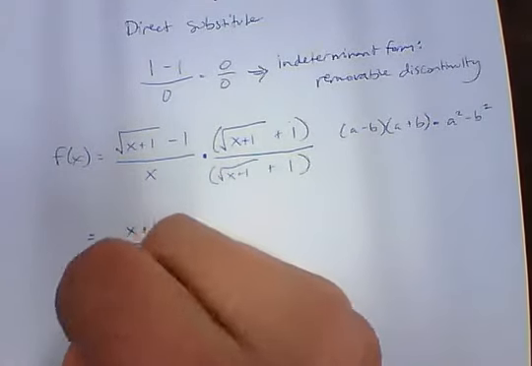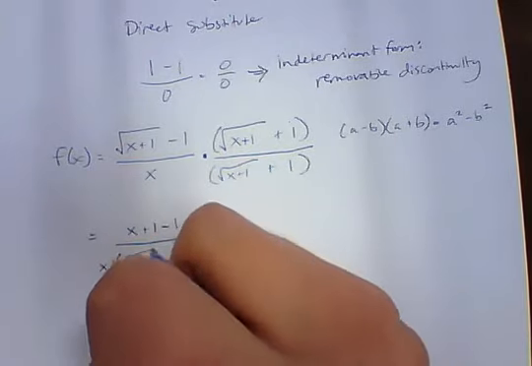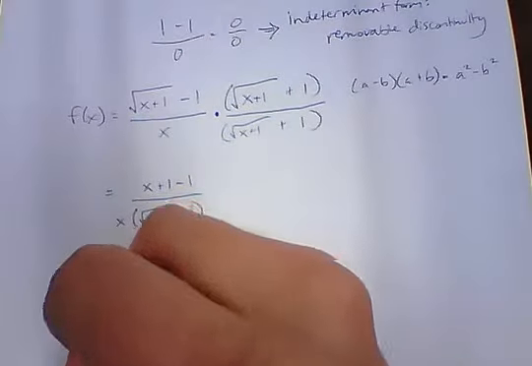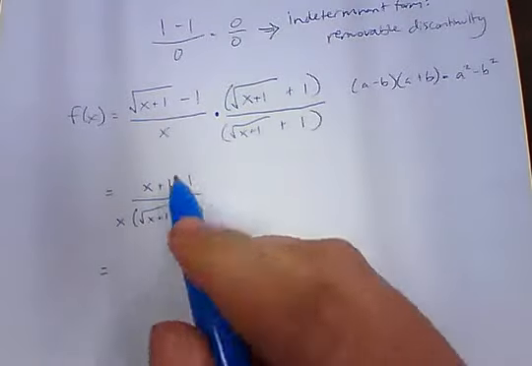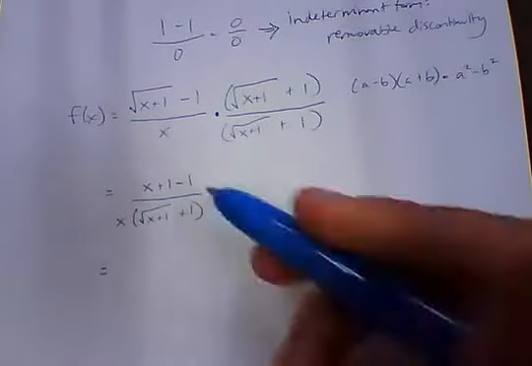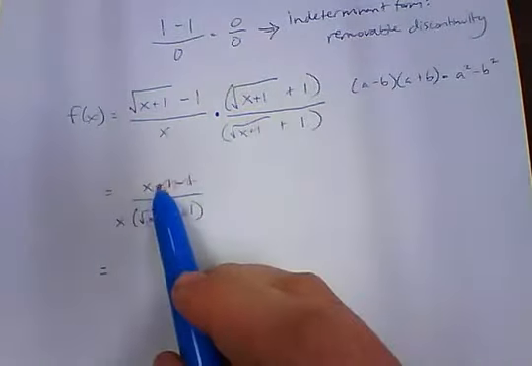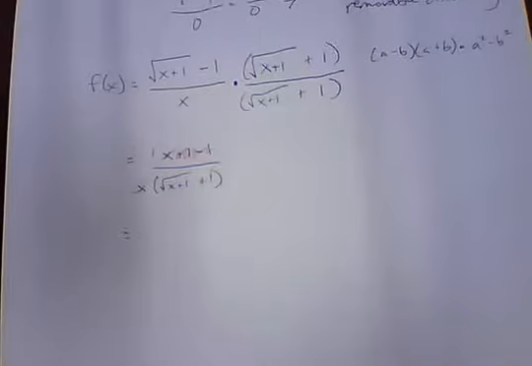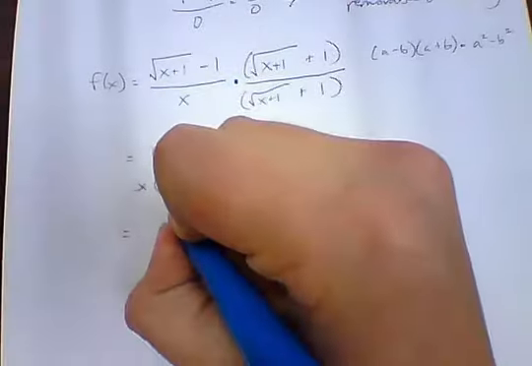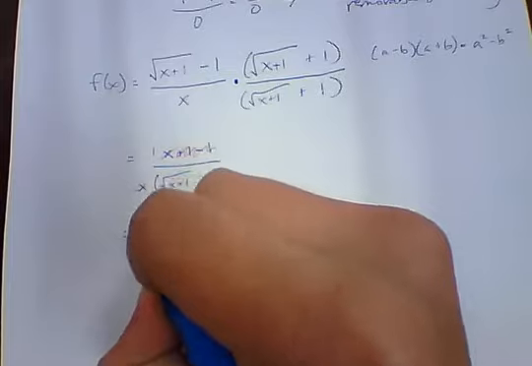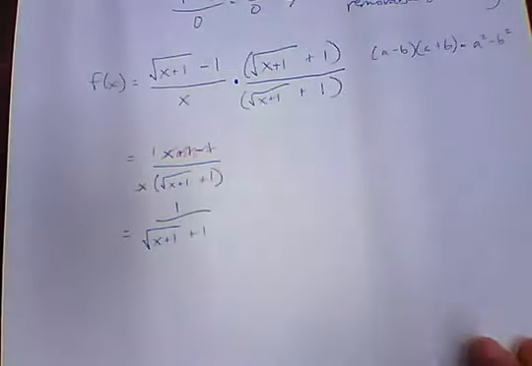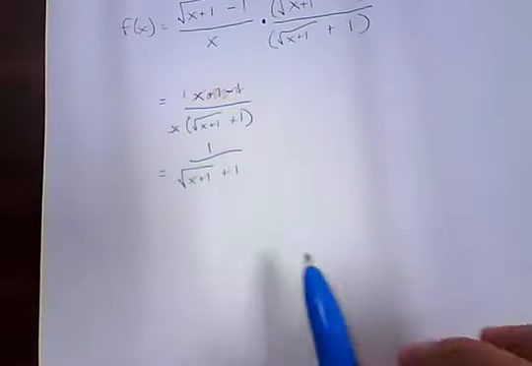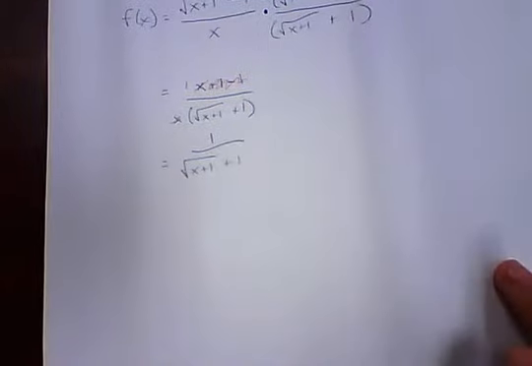And on the bottom here, we would still have x outside, radical x plus 1 plus 1. And if we simplified that further, we would get just x, because these 1s would cancel each other out up here. And then an x over an x would just become the number 1 on top. So if we write all of that simplified out, we get 1 over radical x plus 1 plus 1. And there we have it. Now we have a function that can be directly substituted with the value 0. So let's do that.